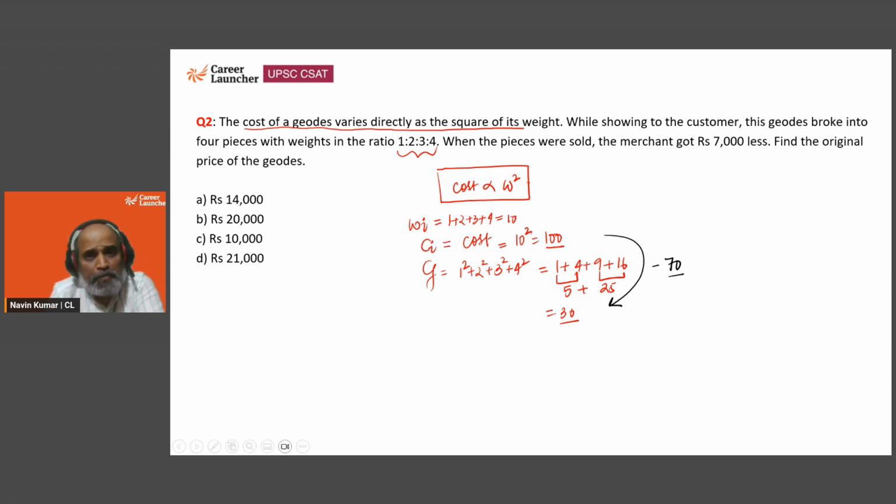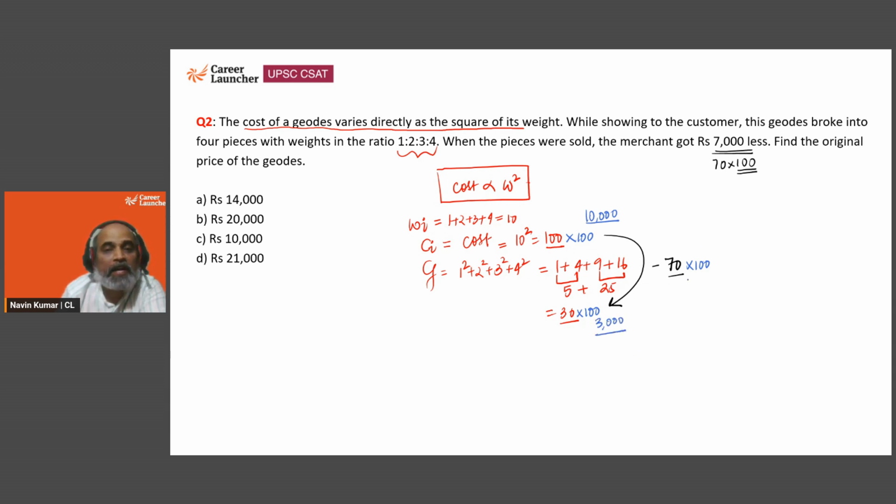So if it was 100 rupees initially, now the amount becomes 30 rupees, which means there is a reduction of 70. But in the question, we are told 7,000. Basically, this is 70 into 100. So since this is 100 times, we will multiply this by 100, we'll multiply this by 100, we'll multiply this by 100. In other words, the initial price was 10,000 and the final price is 3,000.